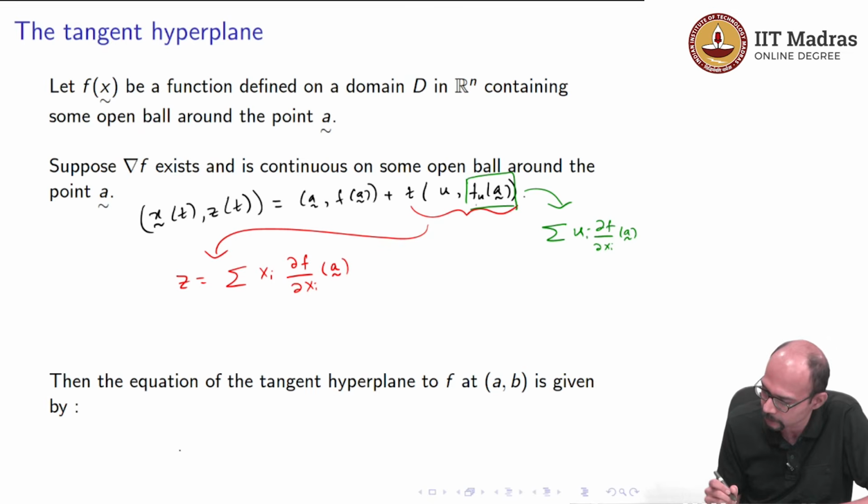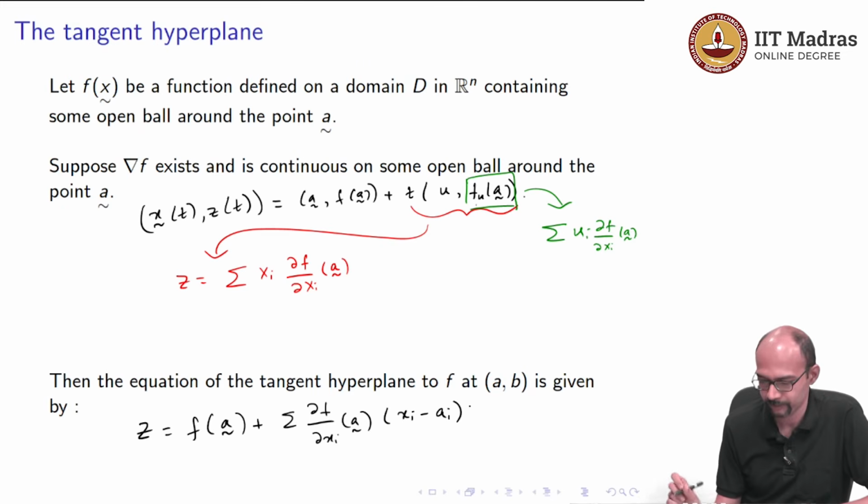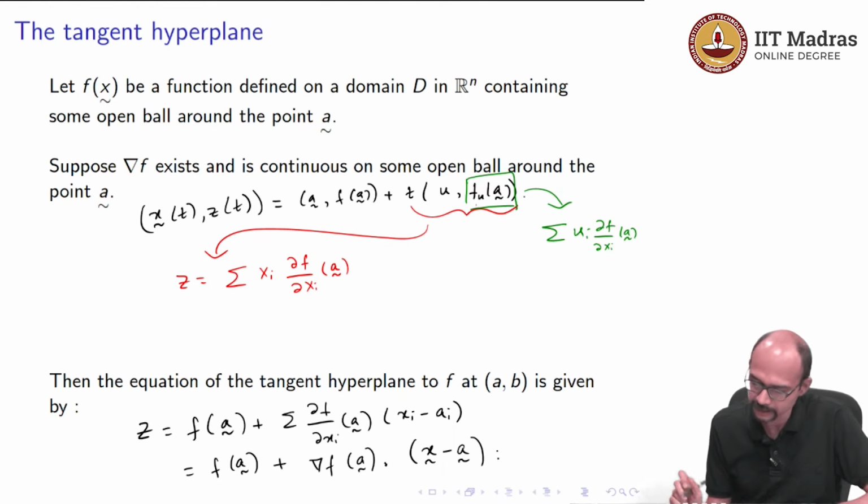If you do that, we will get that the equation of the tangent hyperplane to f at a tilde is given by z is equal to f of a tilde plus summation del f del x_i at a tilde times (x_i minus a_i). This is how it will look, or you can write this better in terms of the dot product. This is the gradient of f at a tilde. Now this is a vector and you dot this vector with x tilde minus a tilde.